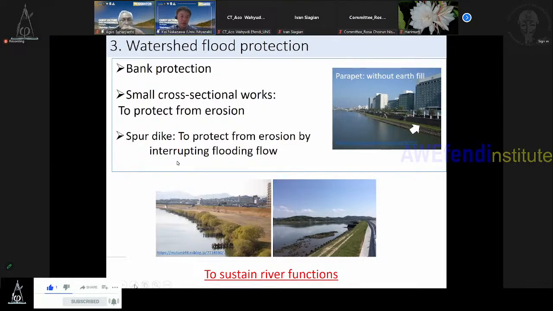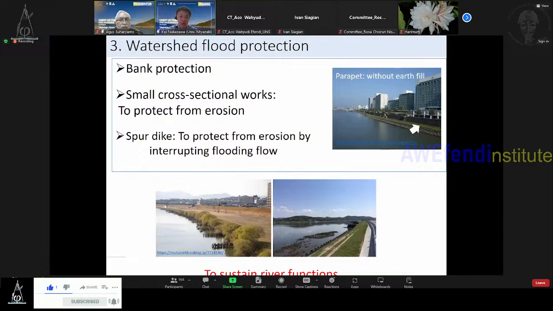This kind of structure is made against the river flow at the river bank, and it is to protect from erosion by interrupting flooding flow. Without this kind of engineering works, the river bank is eroded when flooding. So yeah, this one is important for protecting from such erosion.